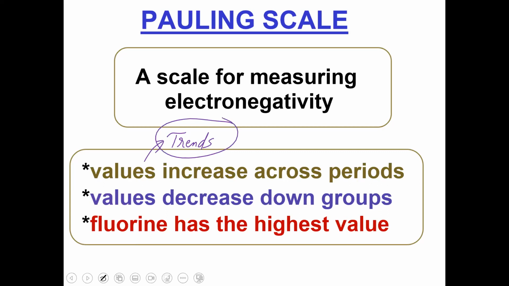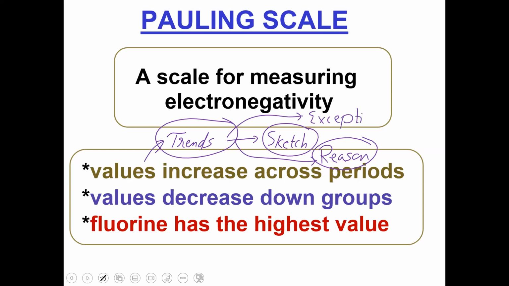Trends. For every trend, you should remember that there is a sketch, there is a reason to remember, and there is some type of exception. Remember, in A-level chemistry, whenever you get a trend, you should know how to draw its sketch, what is the reason for the trend, and if there is an exception, you have to explain the exception.